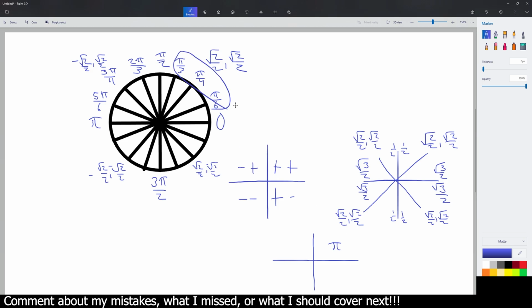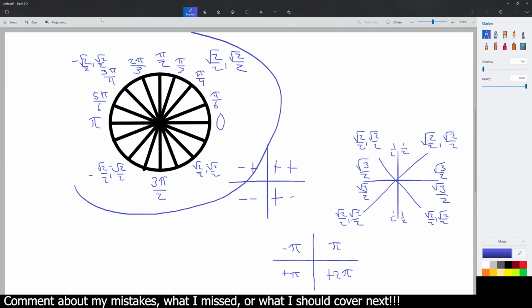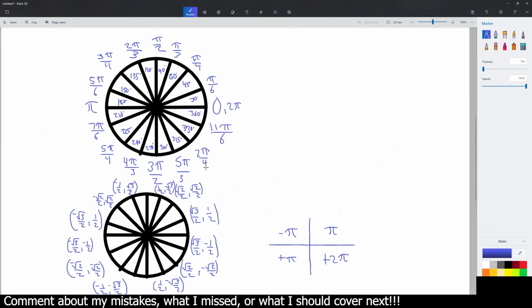Memorize these 3 numbers. When you're in the second quadrant, you're going to want to subtract by pi. And then when you're in the third quadrant, you want to add pi. When you're in the fourth quadrant, add 2 pi. Subtract 2 pi. What do I mean by this? Well, I'll be right back. I'm going to cut the video and I'm going to show you with the entire unit circle entirely filled out. Okay, and we are back.